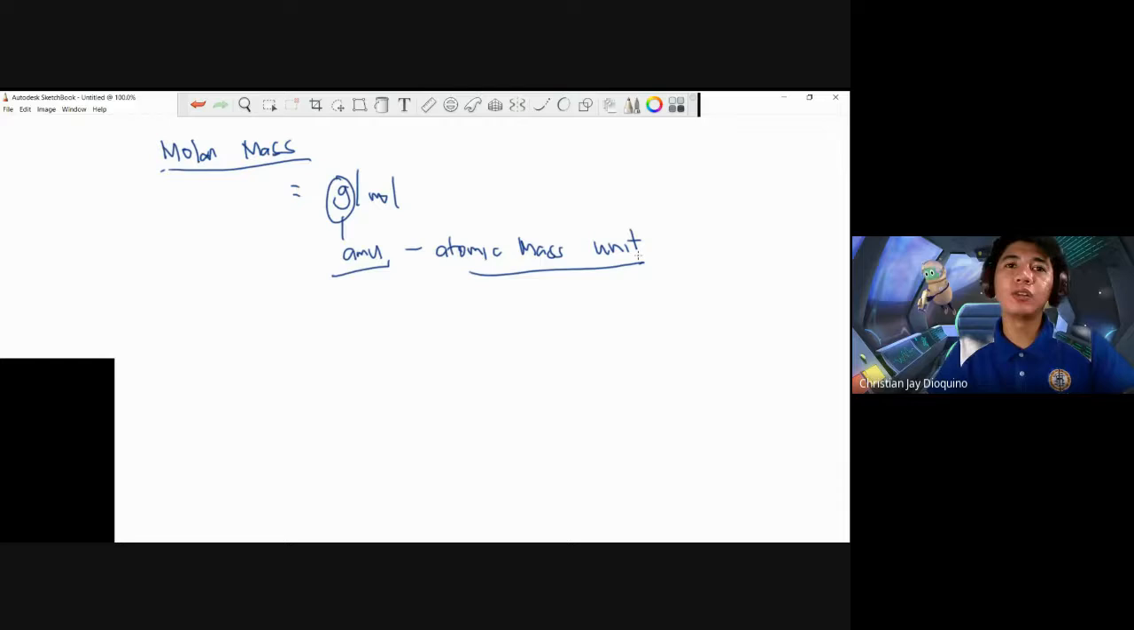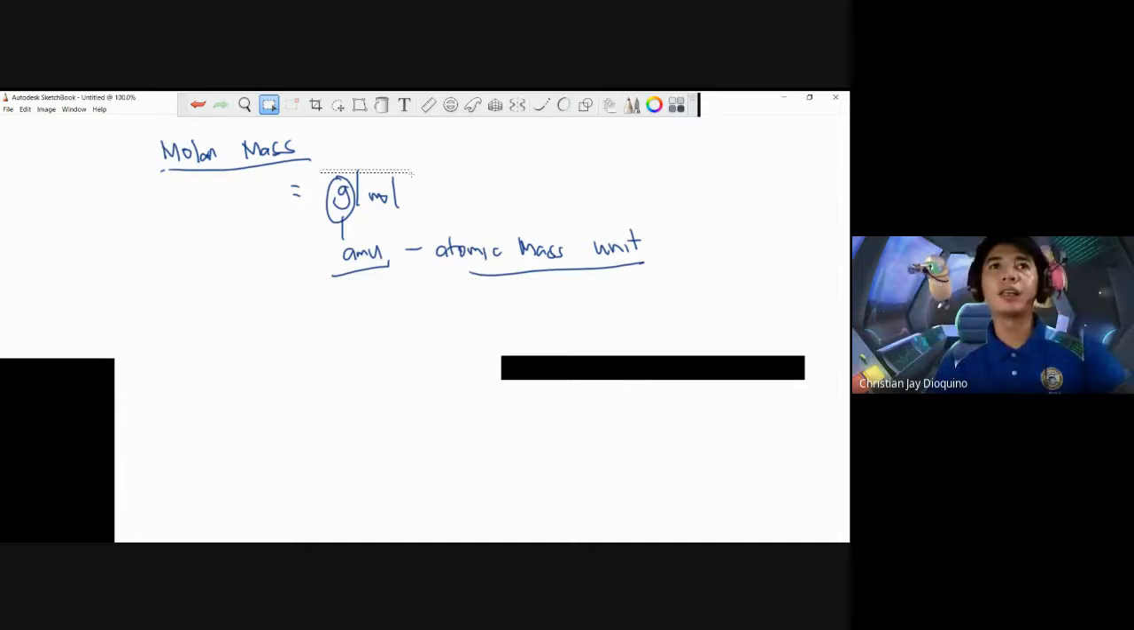Yung atomic mass unit na yan, makikita natin yan sa periodic table. Yan yung mismong atomic mass ng bawat element. Halimbawa, hydrogen. Hydrogen is merong atomic mass na 1.001. Round off natin siya into whole number, we will get 1 AMU. Yung AMU na yon magiging gram siya. Then, since we're talking about molar mass, meron siyang over 1 mole. Ibig sabihin lang nun, for every 1 mole, there is an equivalent 1 gram of hydrogen. So, let's compute for this molar mass.